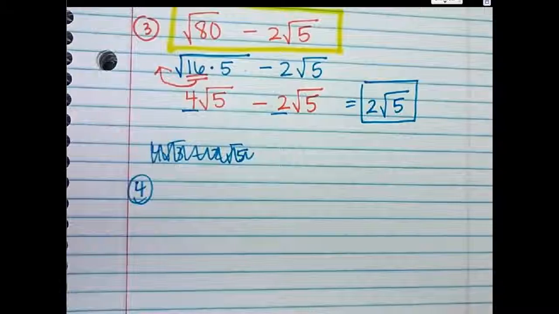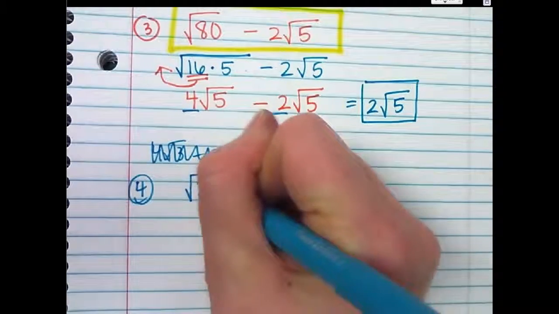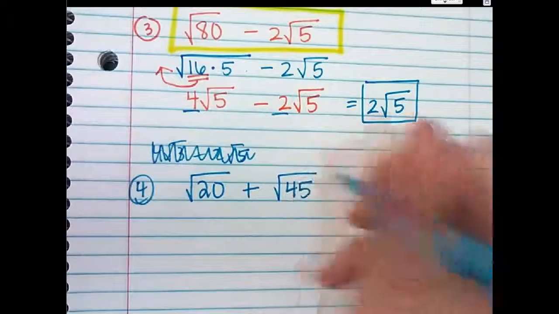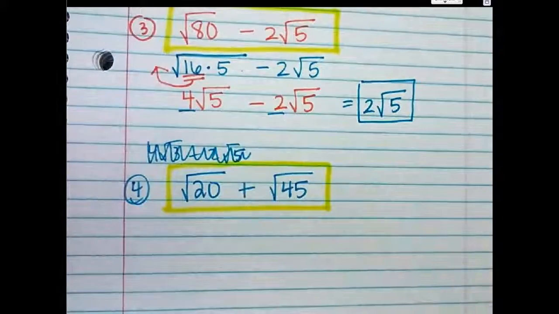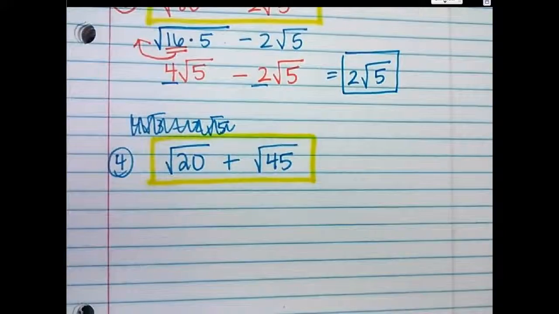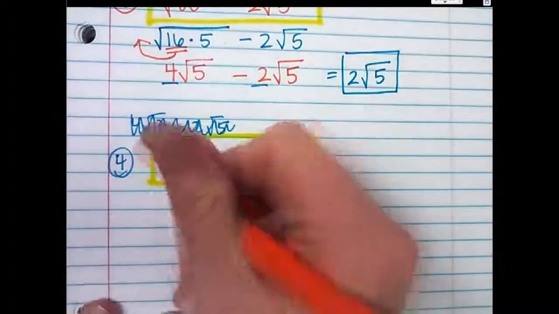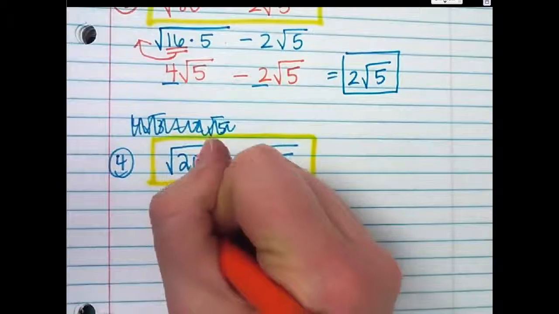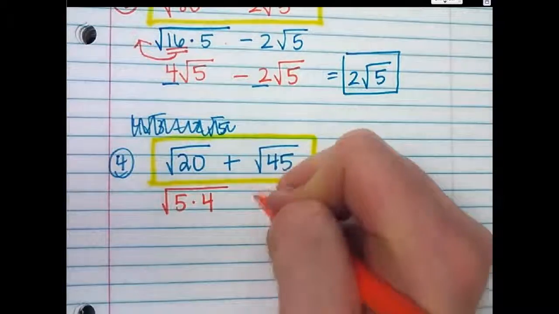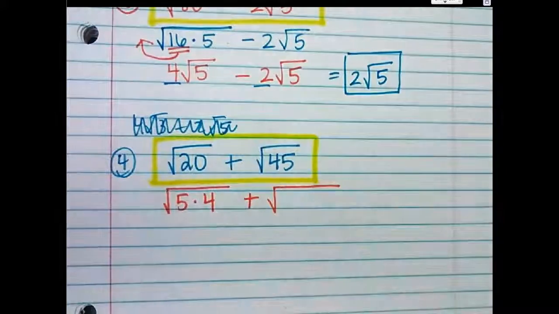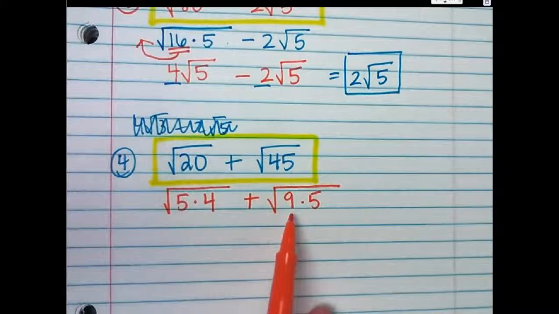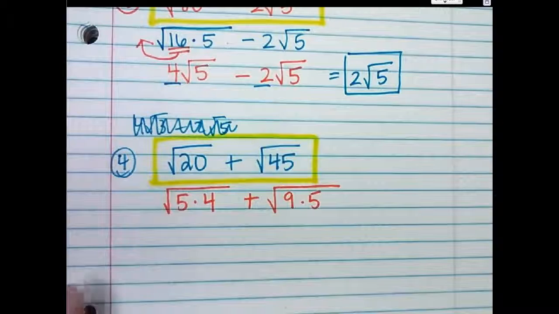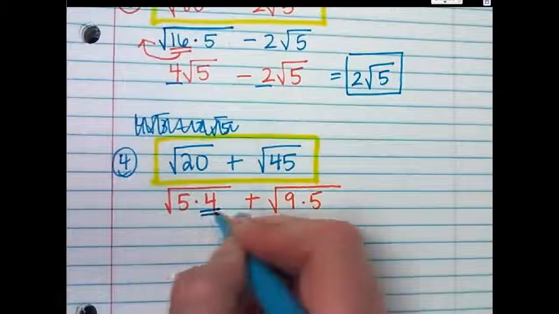Number 4. Square root 20 plus square root 45. So what can I break 20 up into? 5 and 4. And then 45 I can break up into 9 and 5. Remember, I'm looking for perfect squares because these are square roots. So I bring out, it would be 2 and 3.